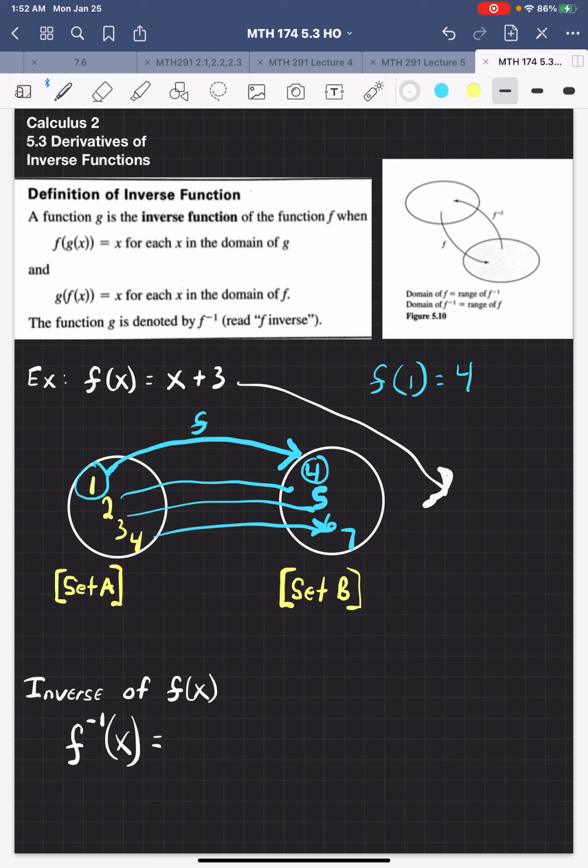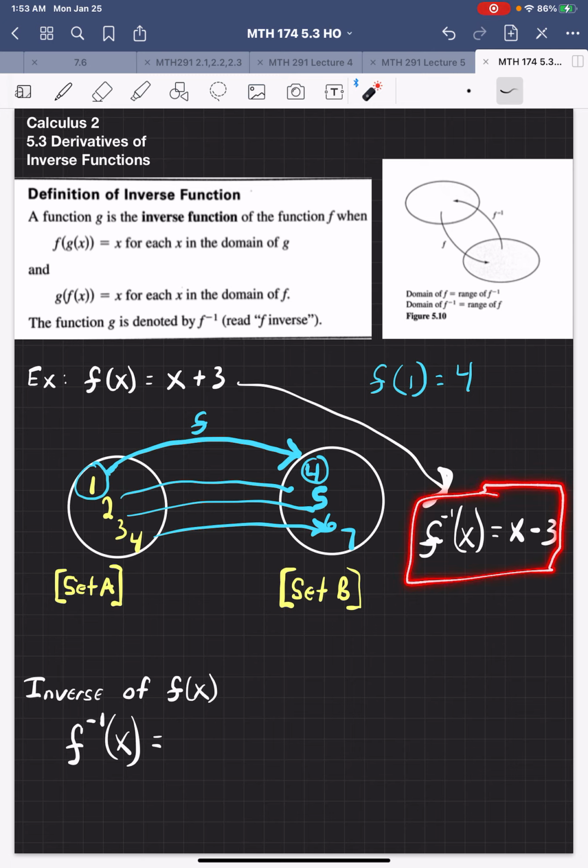So if your original function is just x plus 3, right? I have not given you a strategy for how to find inverses, but how would you undo x plus 3? In other words, how would you go from 4 back to 1? Well, don't you just agree with me that it's going to be x minus 3? So x minus 3 is the inverse of x plus 3.